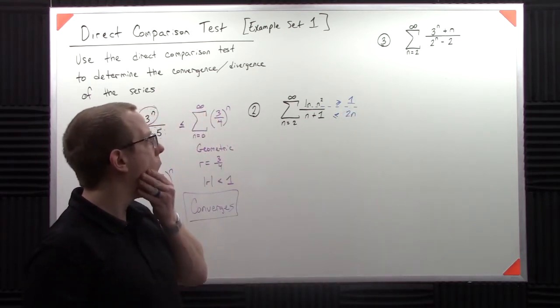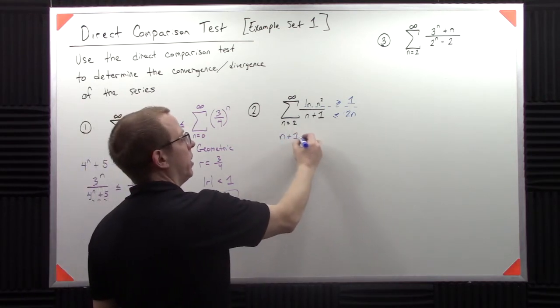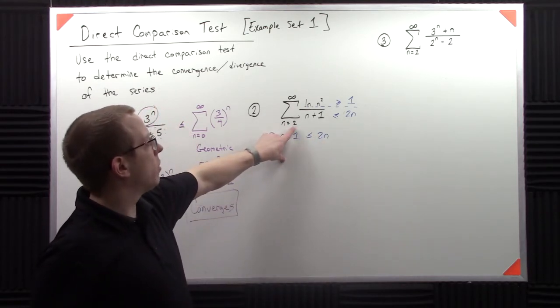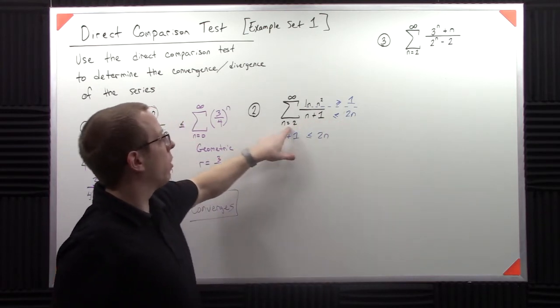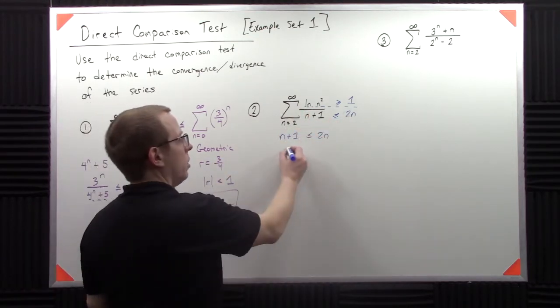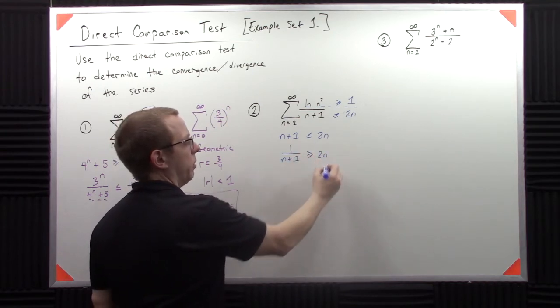2n. Right? It's because I know n plus 1 is less than or equal to 2n. If I start at 2, that's 3, but this is 4. If n is 3, that's 4, but this is 6, and so on and so forth. So 1 over n plus 1 is greater than or equal to 2n.